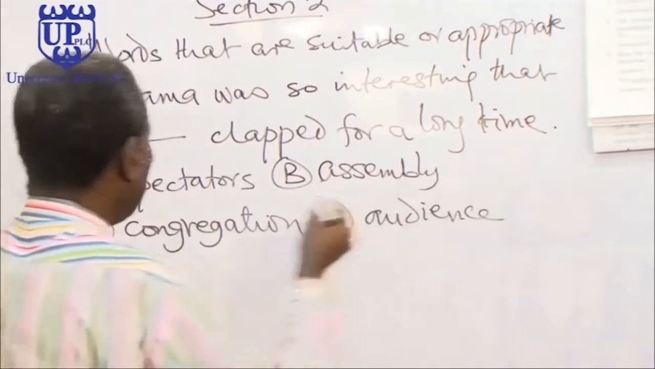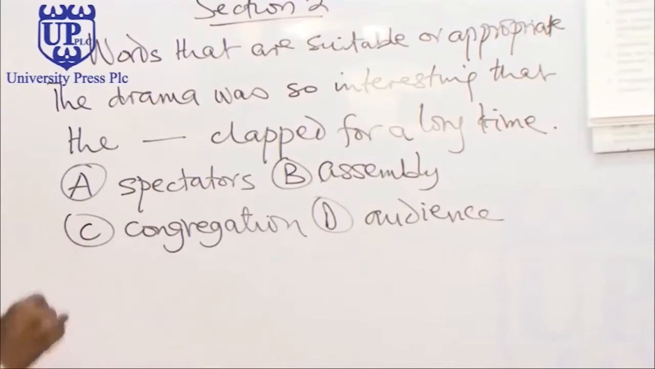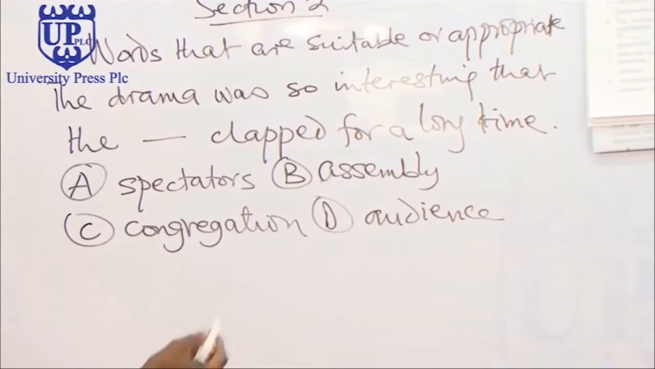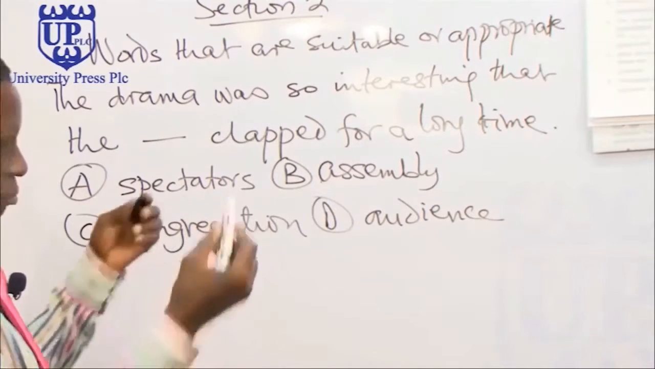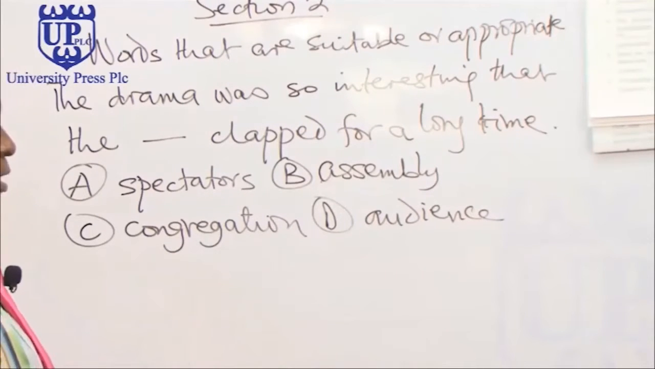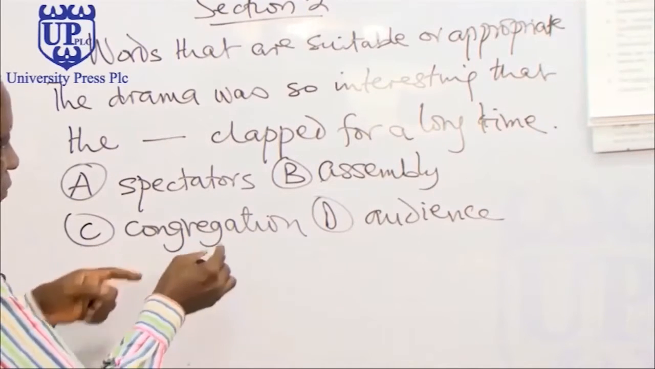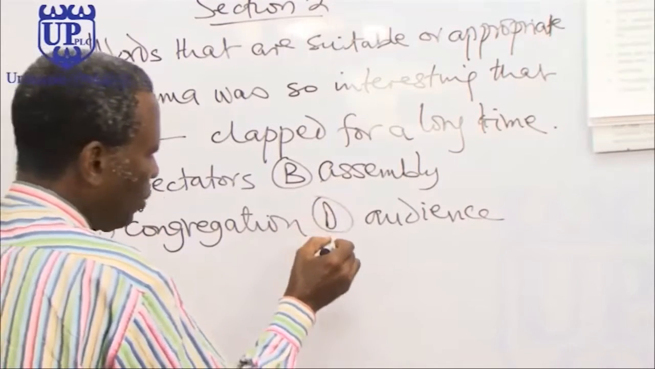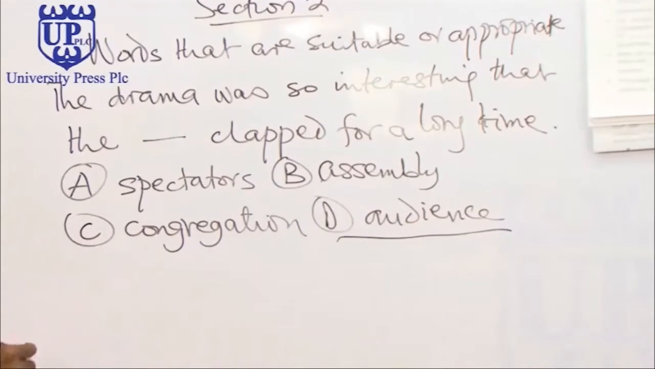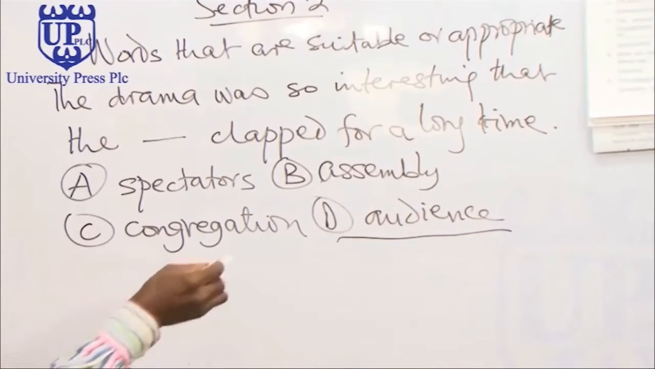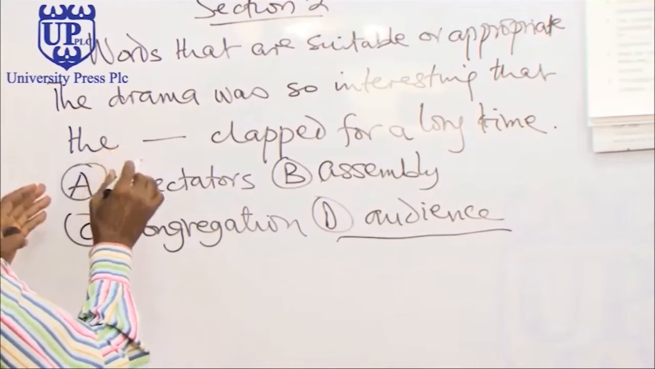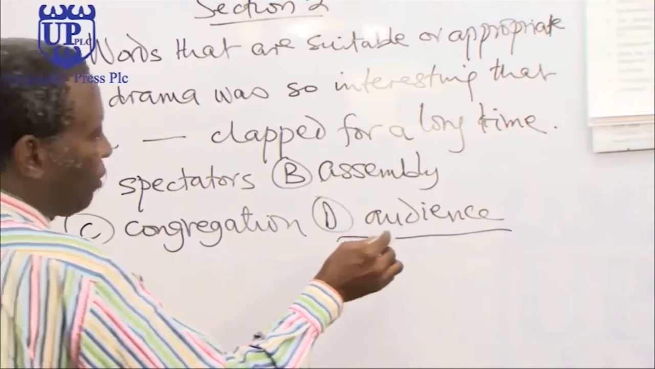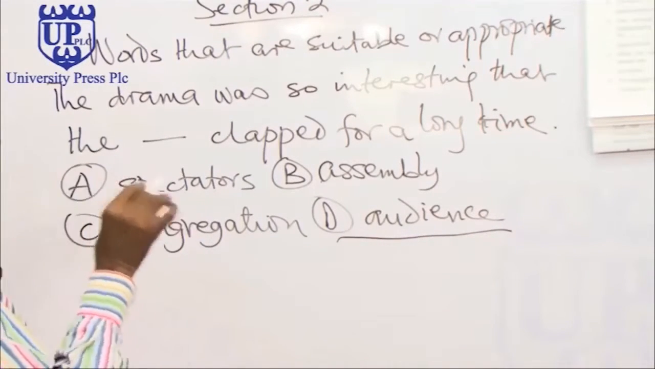You cannot say spectators. You have spectators on the field, when you watch football matches or something. Assembly, probably you have people gathering together in a place, probably in the morning or in the church or anywhere. Then you also have congregation, especially in the church. So all these will not be appropriate. The appropriate one is audience. The drama was so interesting that the audience clapped for a long time. That's how you have to choose the correct thing, the appropriate or suitable one.